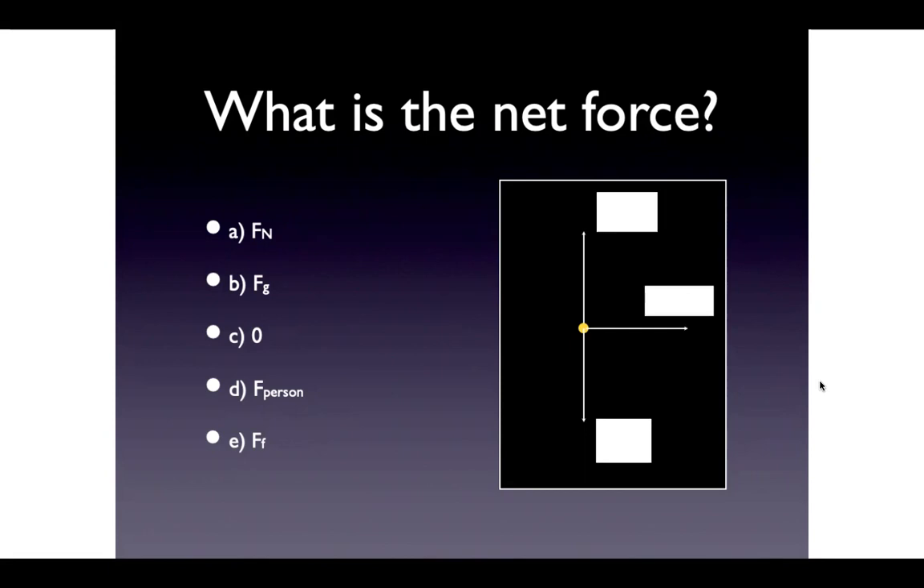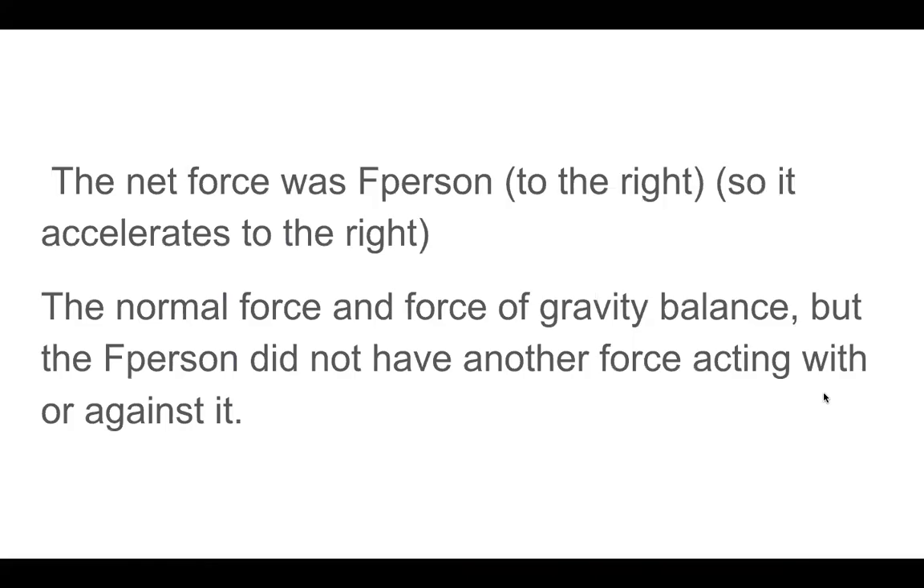In this case, our vertical force is balanced, but the force of the person is pushing to the right. And that force of the person is our unbalanced force. So the net force would be the force of the person. It's going to the right, so the object accelerates to the right.